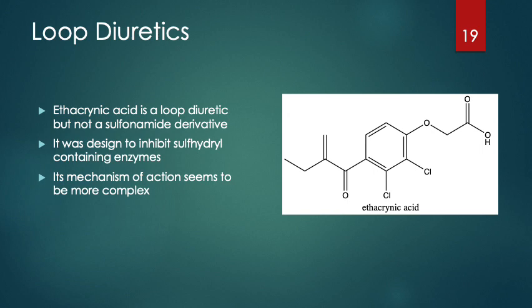Now, it was designed to react as a Michael acceptor with sulfhydryl-containing enzymes and cause their inhibition. But studies of the mechanism of action seem to show that the mechanism is actually a little more complicated than we anticipated, because even in the absence of the double bond here, the drug still has activity.